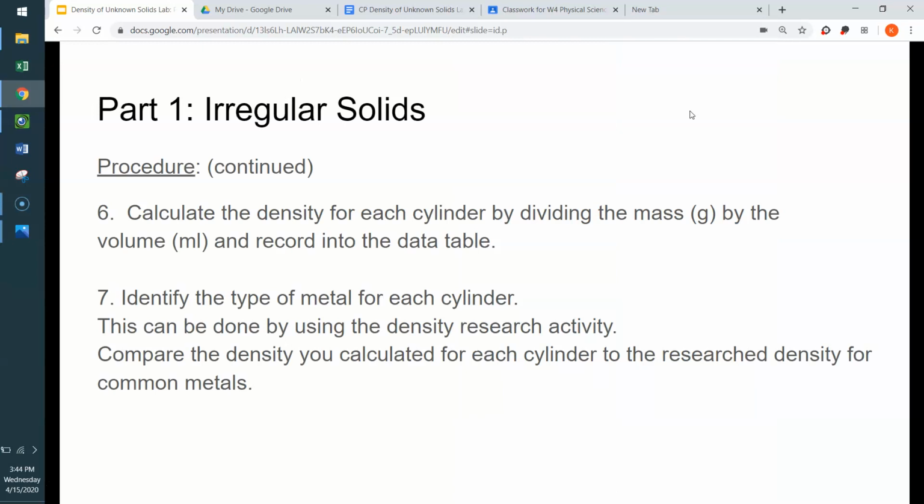Now once we have our mass and our volume for each of these irregularly shaped solids, we can calculate the density for each solid by taking the mass in grams and dividing by the volume in milliliters. Do those calculations now. Mass should be the first number that goes into the calculator, then the divided sign, and then the volume of the object alone.